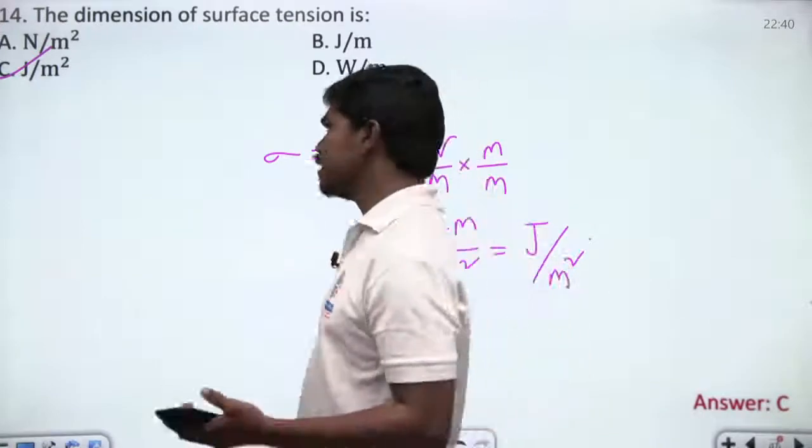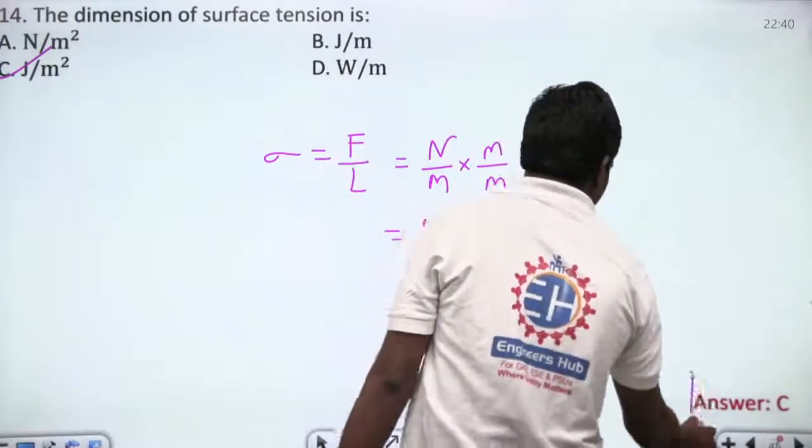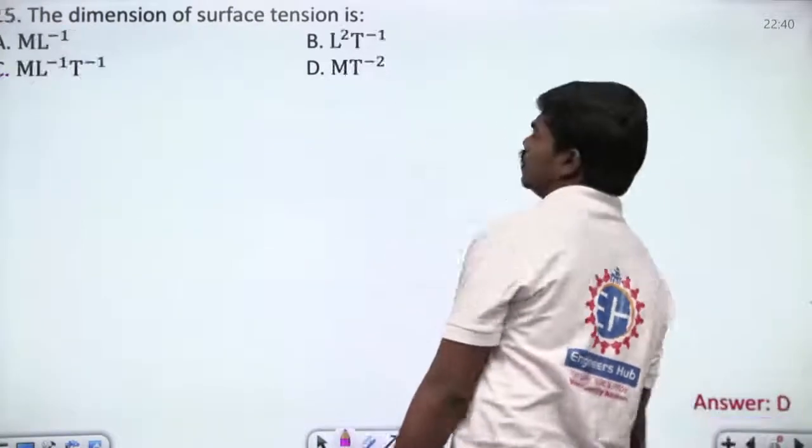So C is the correct answer. You can see the official key is also C. Let's go for the next question.